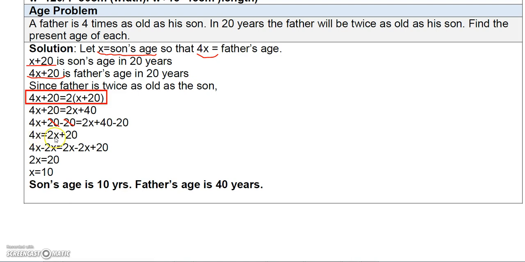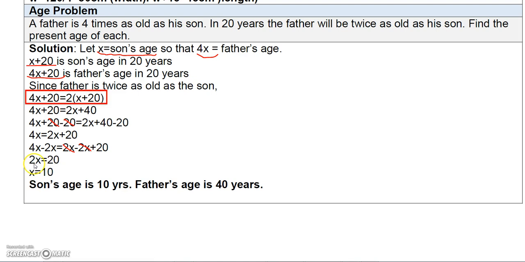And then to get rid of the 2x from the right-hand side, I need to subtract 2x right here, so that when I do 2x minus 2x, it cancels and I just get 20. And then on the left-hand side, I take 2x away because I took 2x away from the right-hand side. So 4x minus 2x is 2x.